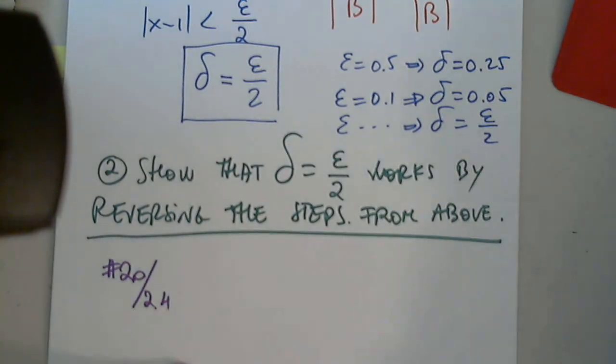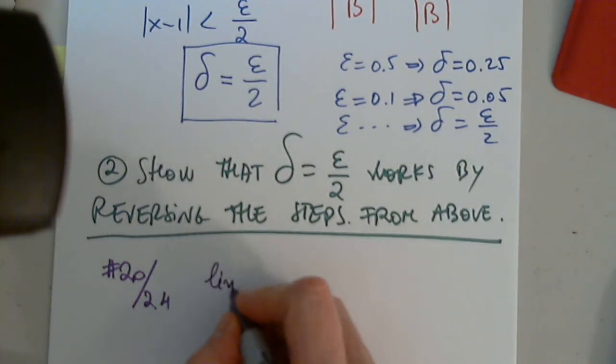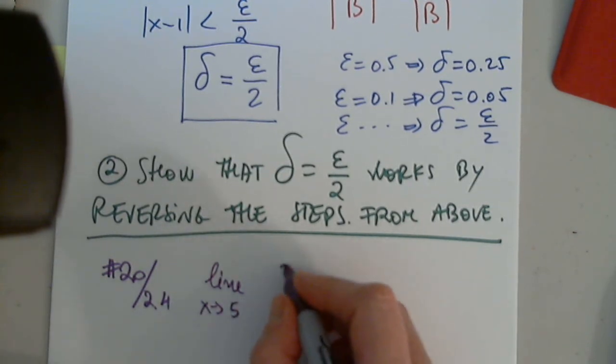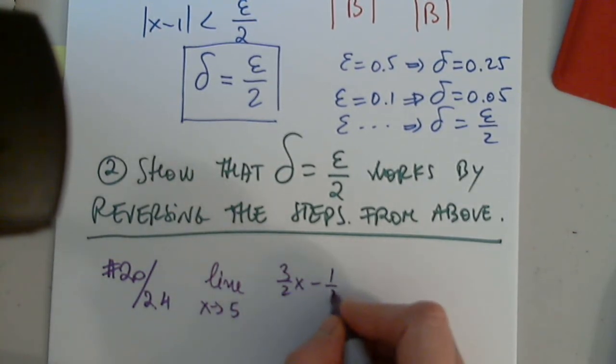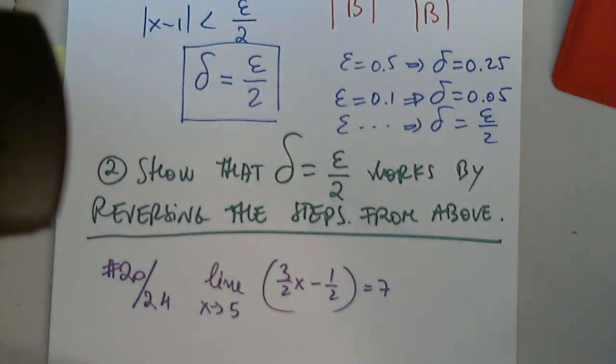You start, let me copy that so I can, so this is limit as x approaches 5, 3/2 x minus 1/2 equals 7. So let me stop sharing. Where is my mouse? The correct mouse is that. Let me start this.